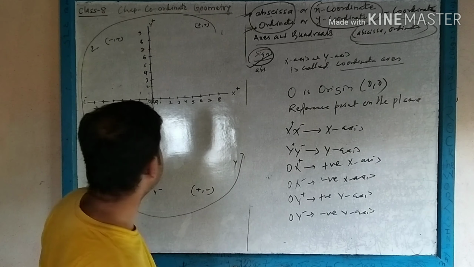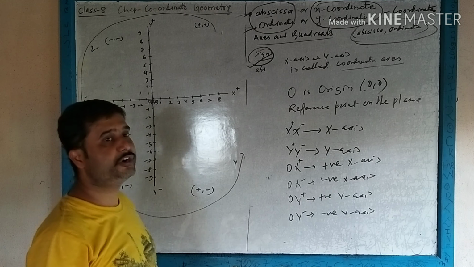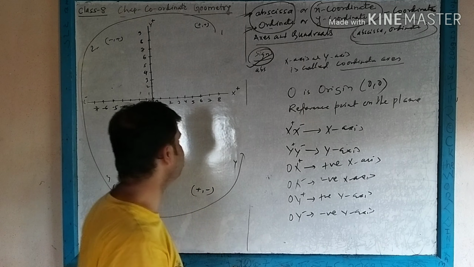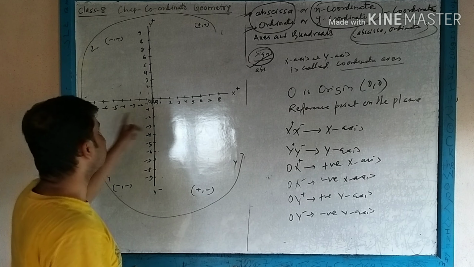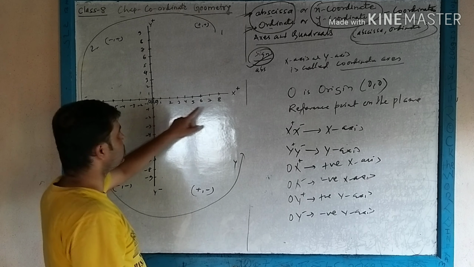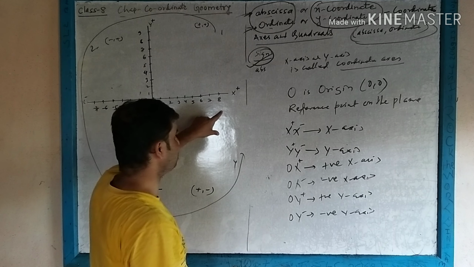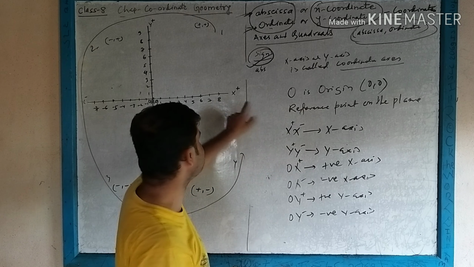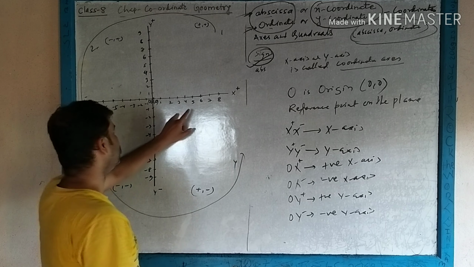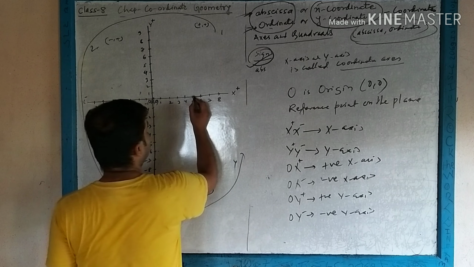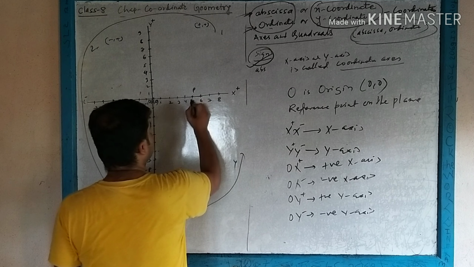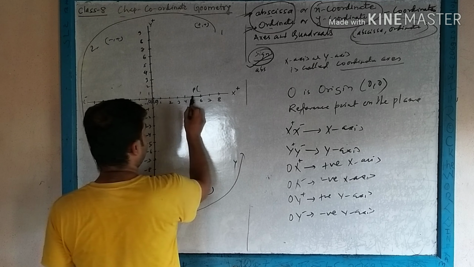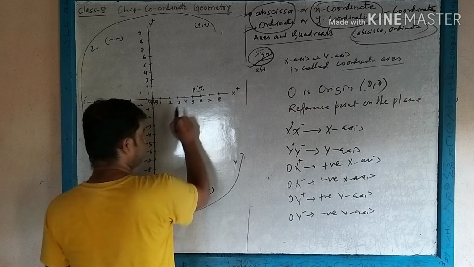Now let me talk about the points. What are the coordinates of a point on the x-axis or y-axis? See, OX plus is the positive x-axis. OX minus is the negative x-axis. If I take a point over here, this point P, how many units is it? 1, 2, 3, 4, 5. 5 along the x-axis.